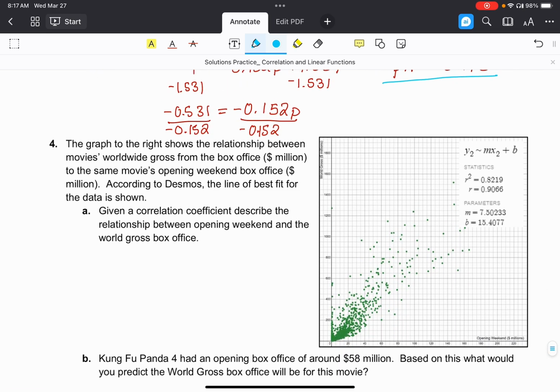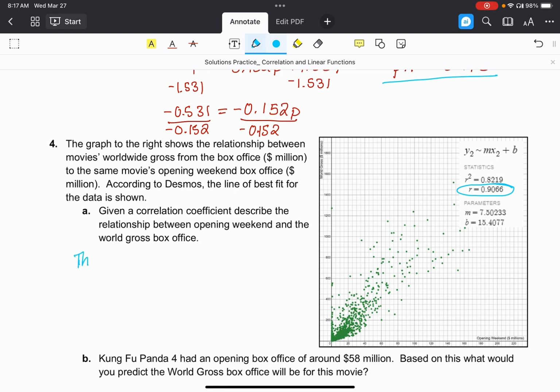Okay, the next one. We are shown the relationship between movies' opening weekend profit and their total world gross profit, or not profits, but like box office. And you can generally see the trend: as the opening weekend is larger, so is that overall world gross box office. So given the correlation coefficient, and check out that correlation coefficient, it is a 0.9. So that is very high.